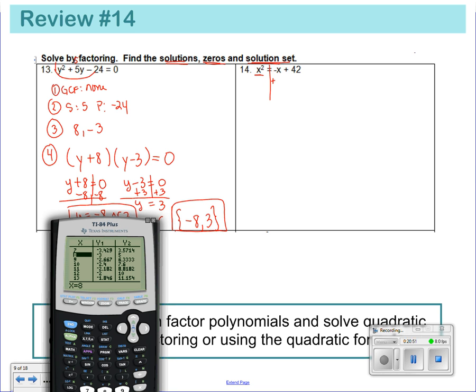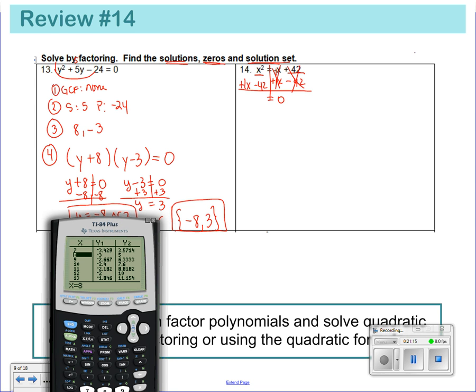I'm going to add a positive 1x and then subtract a negative 42. I chose those numbers because if I take a negative 1x plus a positive 1x, it equals 0. But I have to remember what I do to one side, I must do to the other side. So positive 42 minus 42 equals 0. I have 0 on my right-hand side.